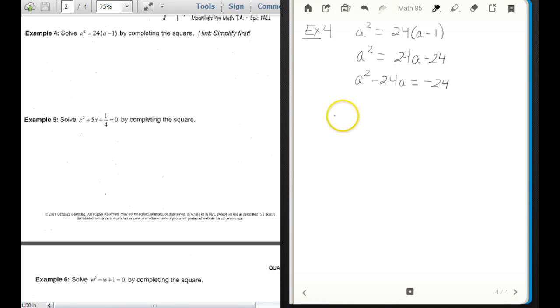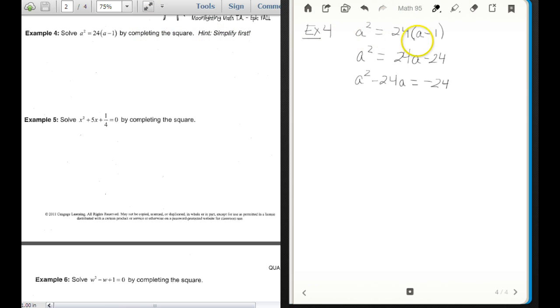Hi Math 95. In the second part of our Completing the Square video, we're going to finish working on this worksheet together. I first wanted to mention a little something here in example 4. I'm not going to do this one with you, but I will give you a suggestion on how to start. The hint is to simplify first.